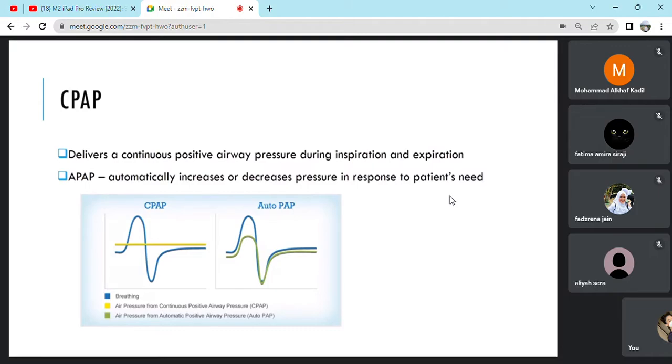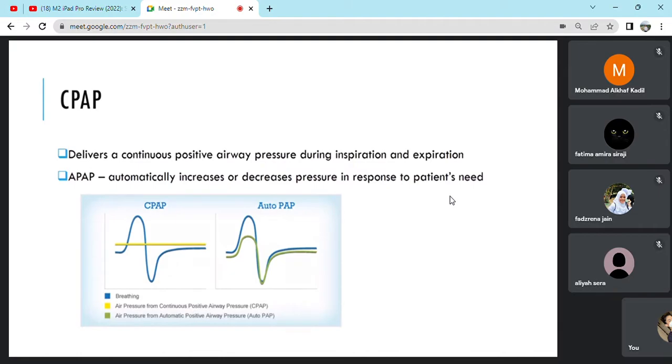Yung CPAP kasi continuous yan. Whatever you have set, that is the one that is delivered by the machine. So whether ang kailangan lang ng pasyente mo is 10 centimeter water, if you have set 15 in your machine, all throughout the breathing pattern, 15 ang dinideliver niya.